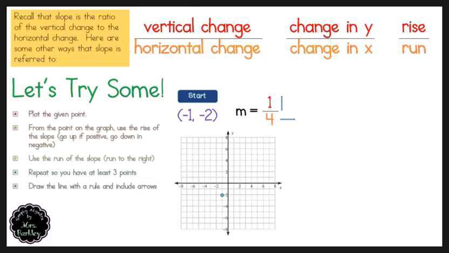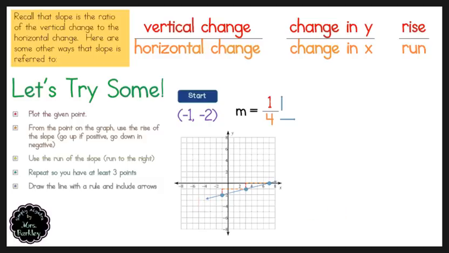right 4. So starting at the point -1, -2, I'm going to go up 1 and over 4 and make another point. I'm going to do the same thing again, up 1 and over 4, and make another point. One other thing to keep in mind is that if you run out of room on a graph, you can always reverse and go down 1 and over 4 the other way and make another point that would also be on the line.